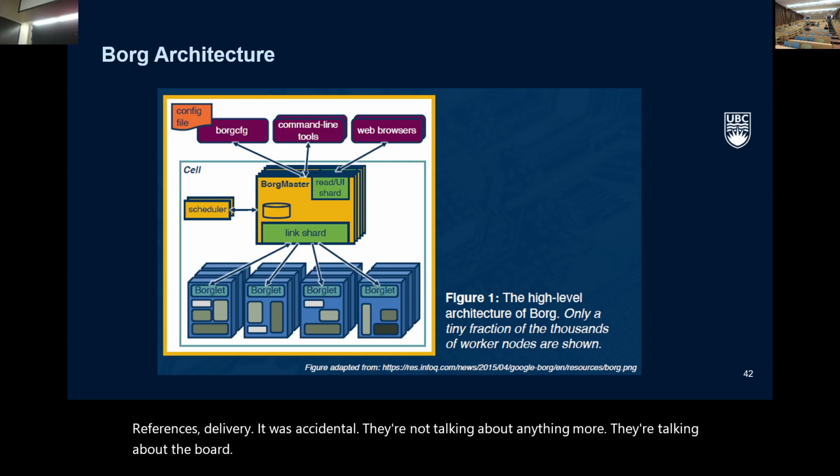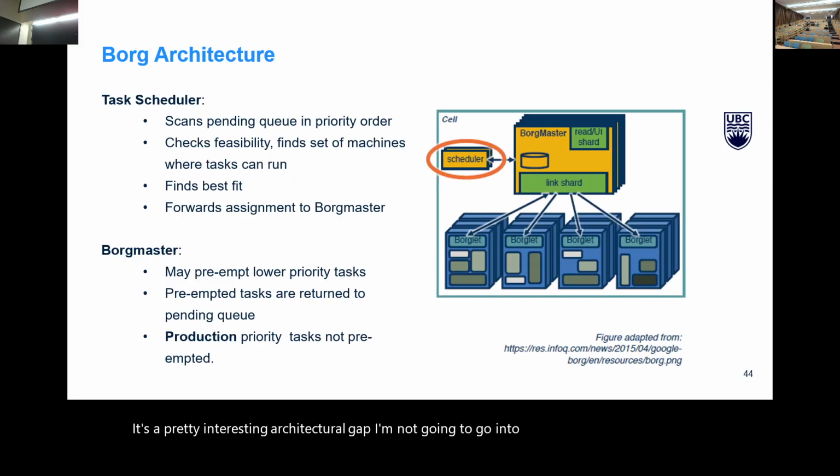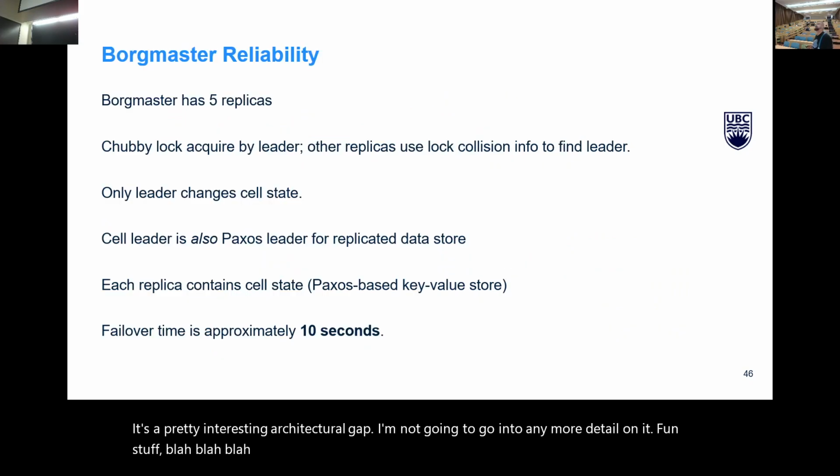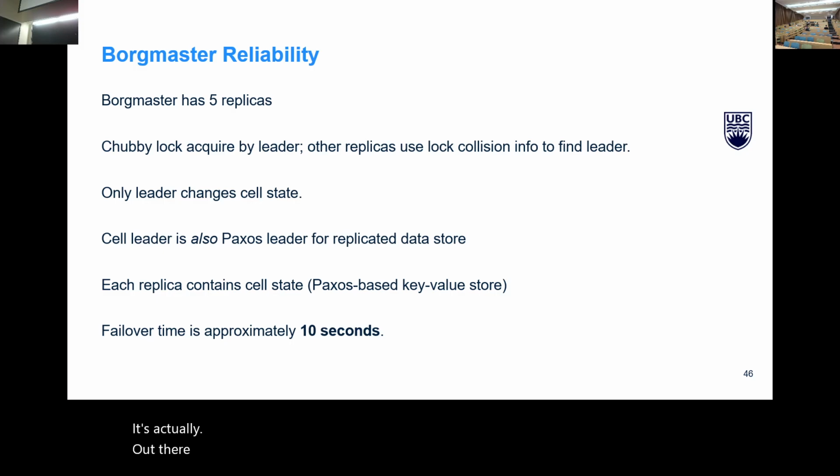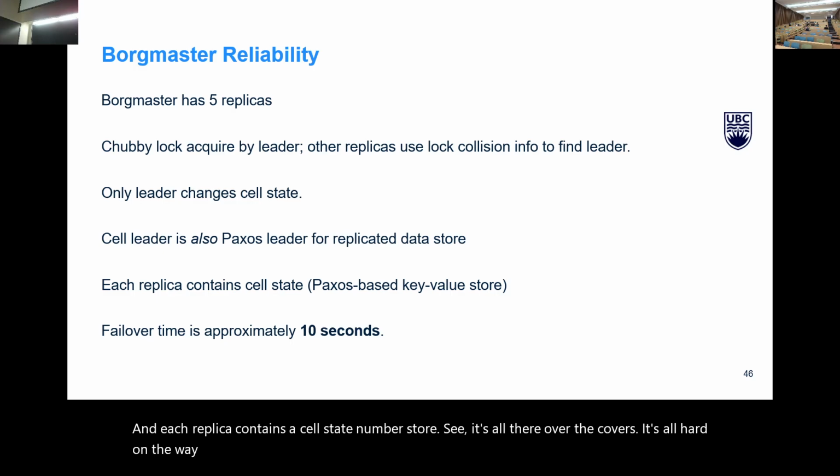It's a pretty interesting architecture to look at. I'm not going into any more detail on it, but we're running out of time. Oh, and Borg, of course, has replication in it. Why it's ultimately interesting for us is that they actually have their Paxos lock manager, Chubby, dealing with the 5-member replication set in Borg with a 10-second failover time. And each replica contains a cell state of a Paxos-based key value store. See, it's all there under the covers. It's all part of the way that we build modern data centers.